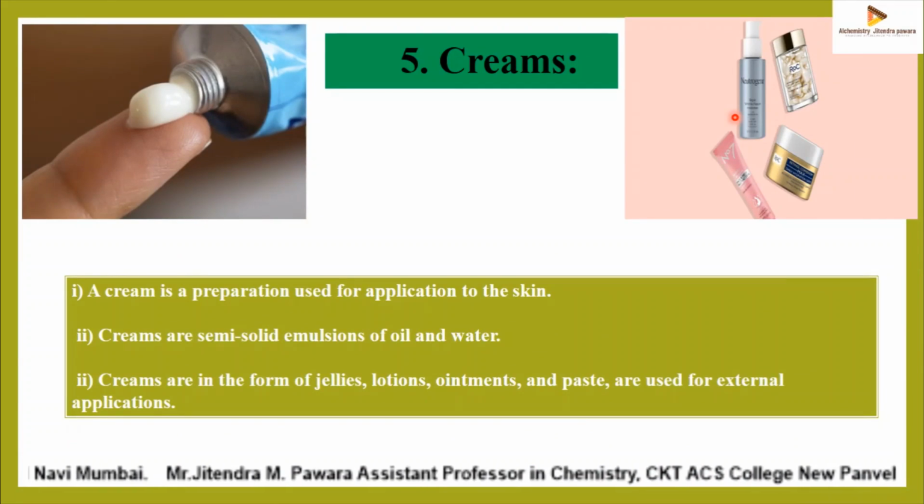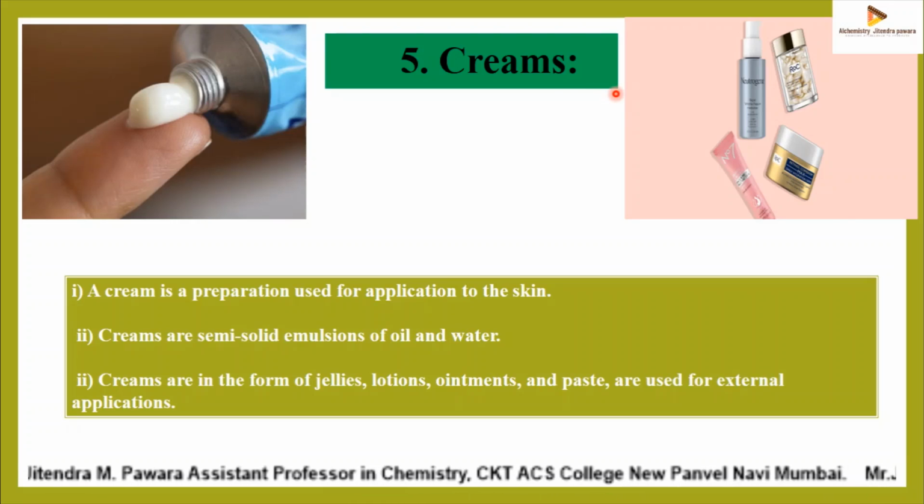Then the next one is creams. Creams are again one of the dosage forms. A cream is a preparation used for application to the skin. Creams are semi-solid emulsions of oil and water. Creams are used in the form of jellies, lotions, ointments and pastes, and these are all used for external application.